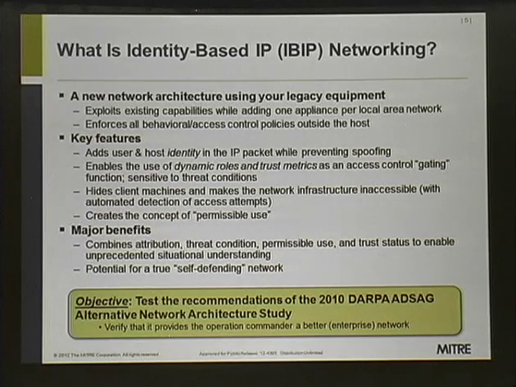We add dynamic role and trust metrics that are used as a gating function for access control. Policies can be changed on the fly to adapt to changes in threat conditions of the network. Clients are hidden, and network infrastructure is made inaccessible. Any attempt to access these generates an alert. And of course, network infrastructure is accessible to authorized users, so your network admins can get to it, but they can only get to it from certain systems, or you can require additional access credentials.